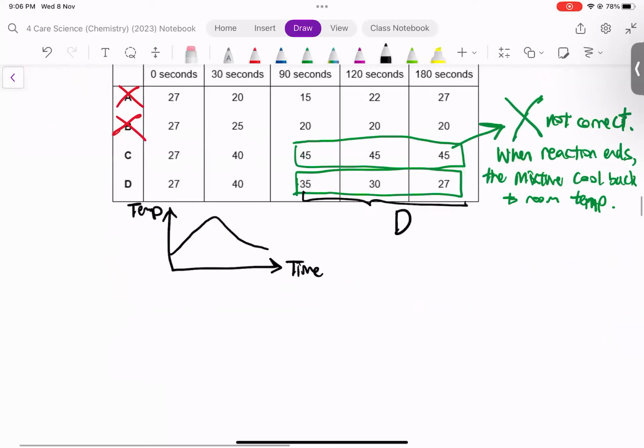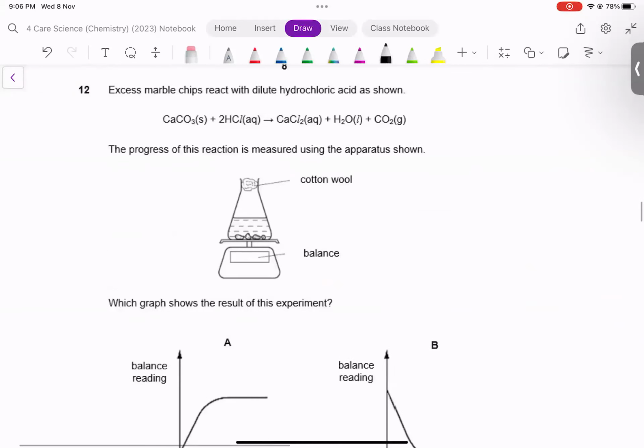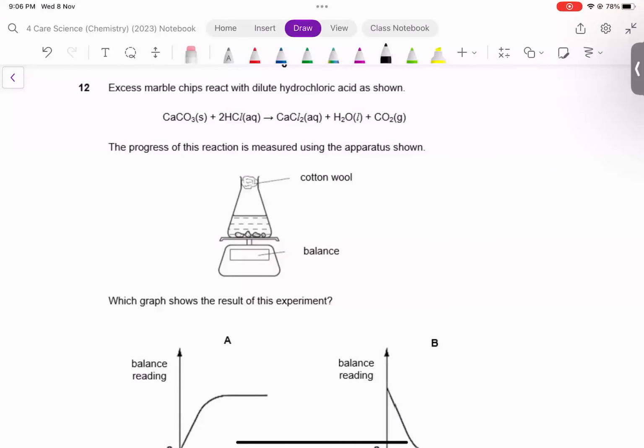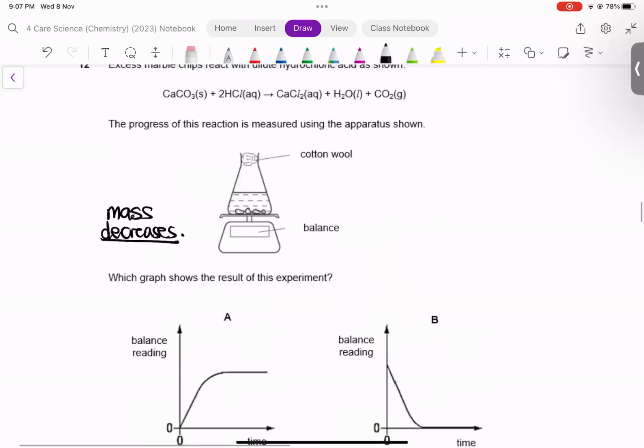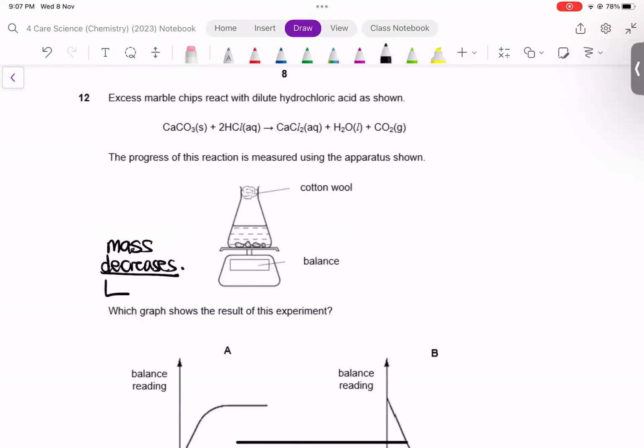So question 12. Question 12, you can see we are reacting excess marble chips with HCl. So this is measuring the mass on the electronic balance. So how does the mass actually change? The mass decreases, right? But why does the mass decrease in this experiment? The mass decreases because the CO2 gas that forms escapes. This is important. The mass decreases because the gas that's formed escapes from the flask.